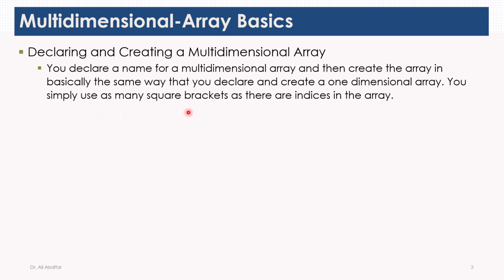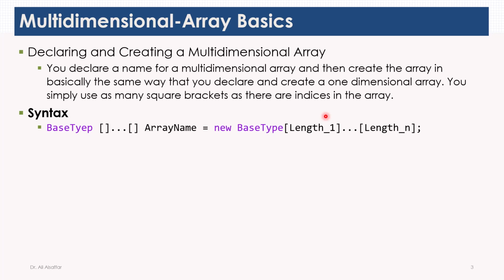You simply use as many square brackets as there are indices in the array. So the first square bracket represents the first dimension, the second square bracket represents the second dimension, the third square bracket represents the third dimension, and so on. So this is syntactically how to define a multidimensional array. You put the base type, maybe primitive data types like int, double, float, char, or a class base like a string or a user-defined class. And then you put the square brackets according to the dimension.